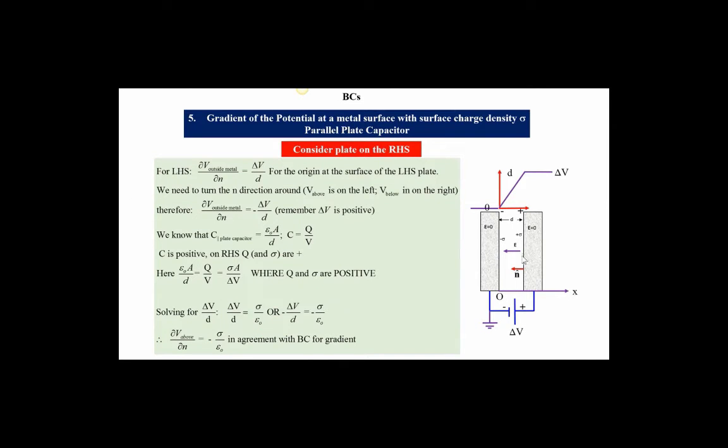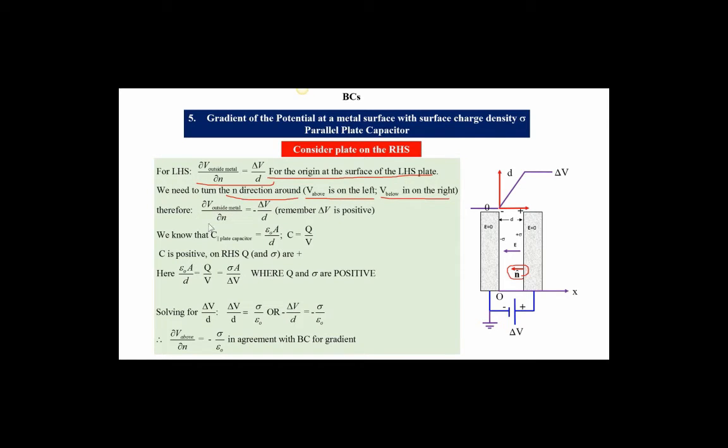So now let's look at the other interface over here on the right hand side, and just to remind you, for the left hand side we found this expression here for the derivative of V with respect to n, and that was delta V over d. And so that put the situation where the origin at the surface of the left-hand side plate is over here at O. Now we need to turn the n direction around because we're going to put the unit vector on this surface over here. Going from the metal to the gap is in the opposite direction here. So if that's the case, then what we're saying is V above is on the left, V below is on the right, the reverse of what we had before.